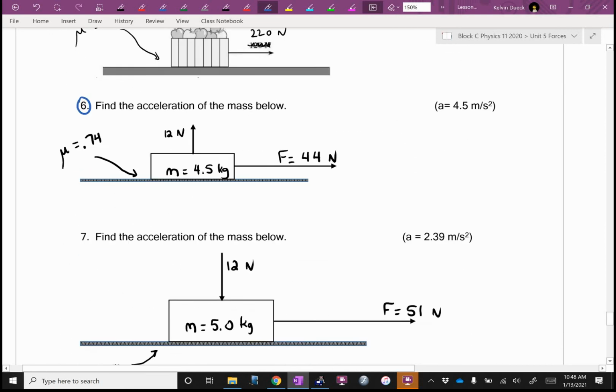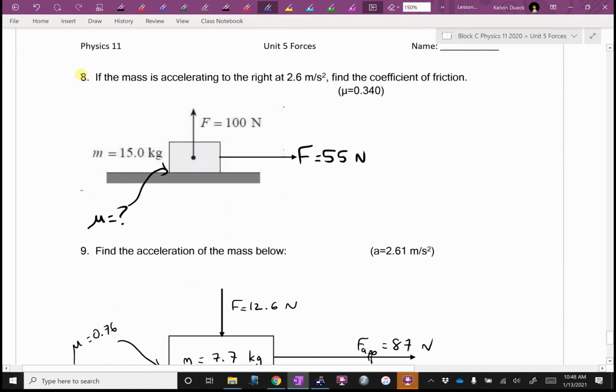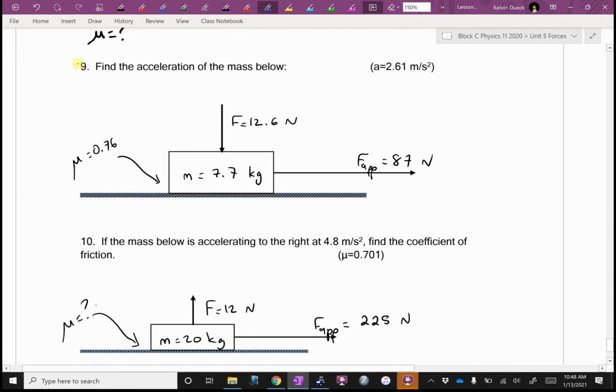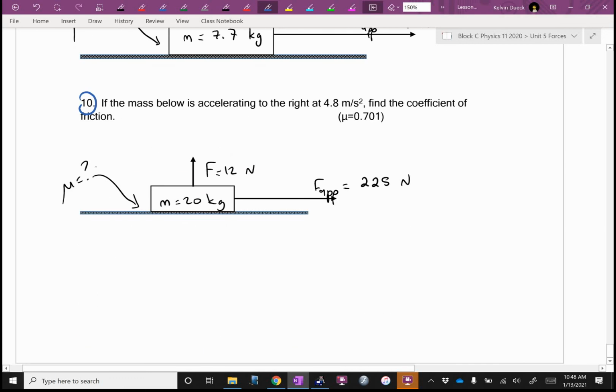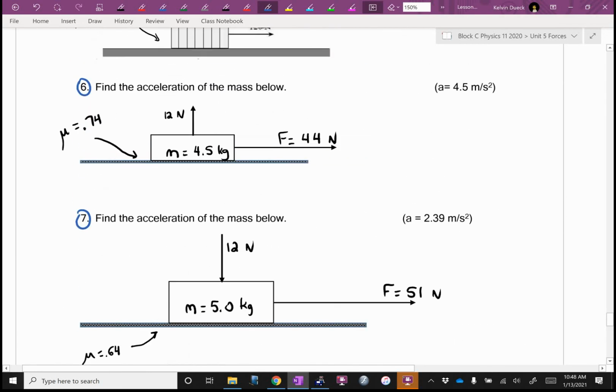6 is good. 7 is good. 8 is good. 9 and 10. 7, 8, 9, and 10, that's about as tough as I'm going to ask you on your test. And I'm not going to put 10 of these on your test, 1 of them. And what I mean by that is I'll give you one question where there's a normal force that isn't equal to mg, and I'll either give you mu and say find A, or I'll give you A and say find mu.